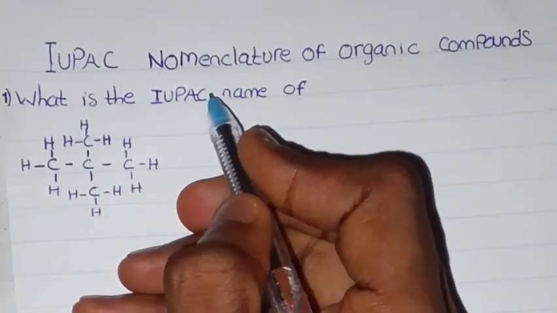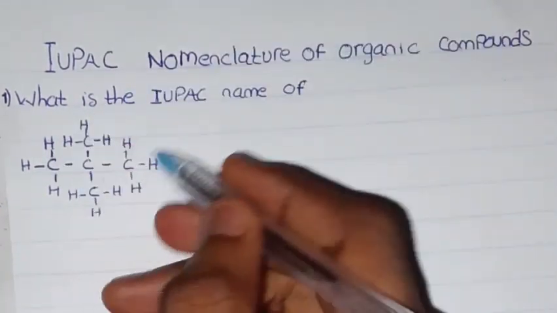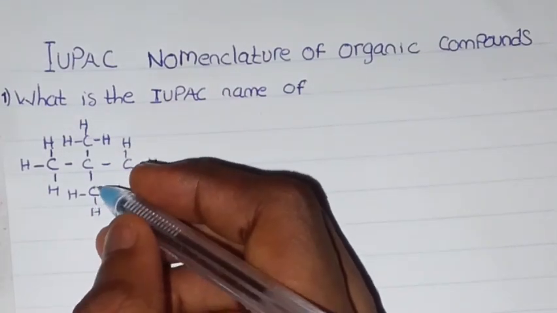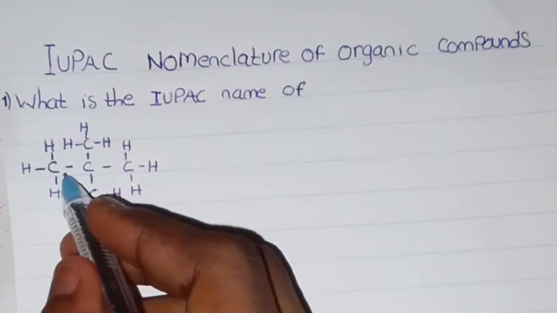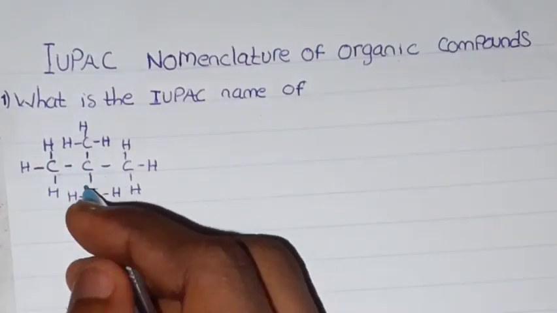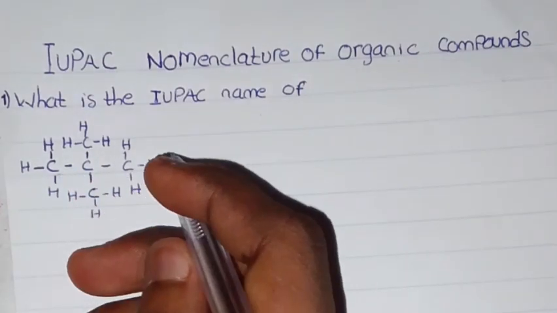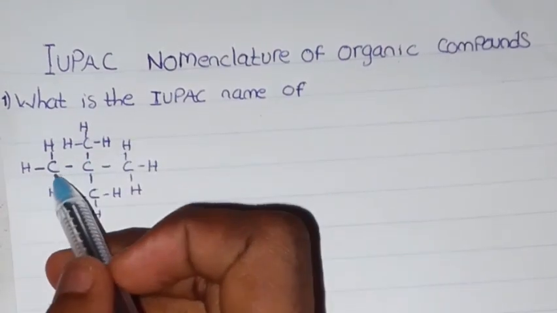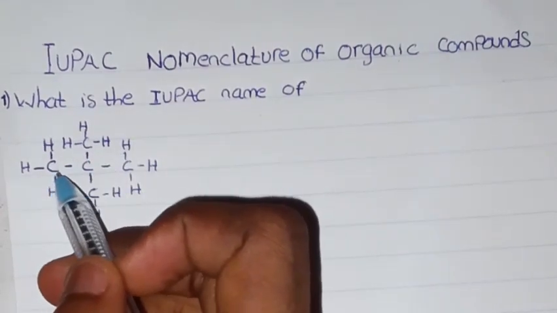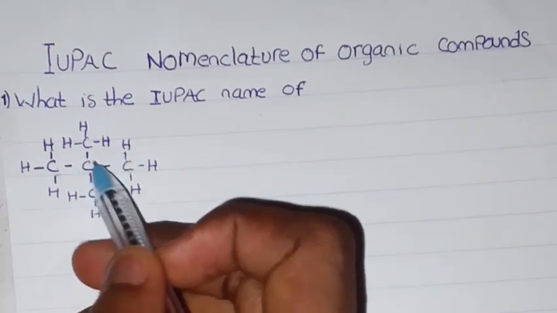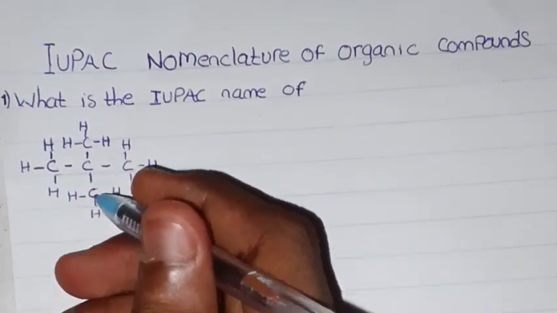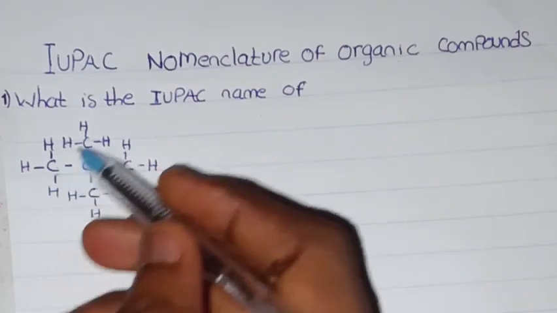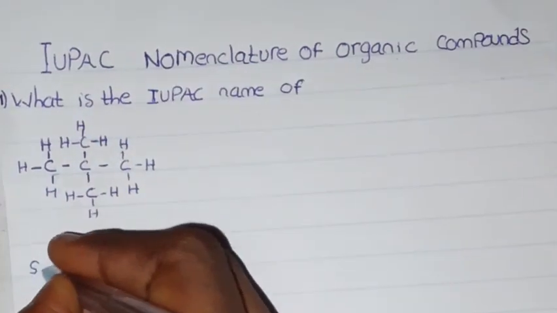What is the IUPAC name of this structure? We are asked for the IUPAC nomenclature of this compound. The first thing we're going to do is identify the longest chain. After identifying the longest chain, we're going to look for which numbering system, either forward or backward, gives us the lowest total number possible. Then we're going to use that numbering system to number the substituents. All right, so first off, let's go to the solution.